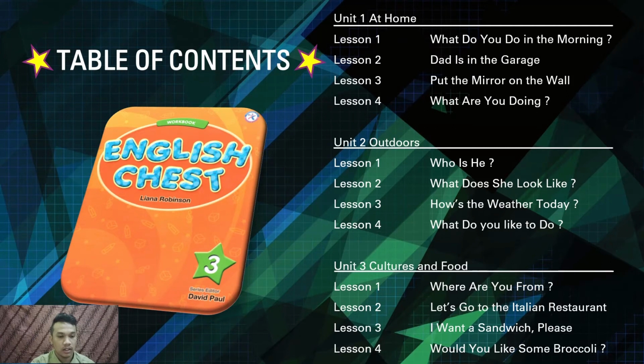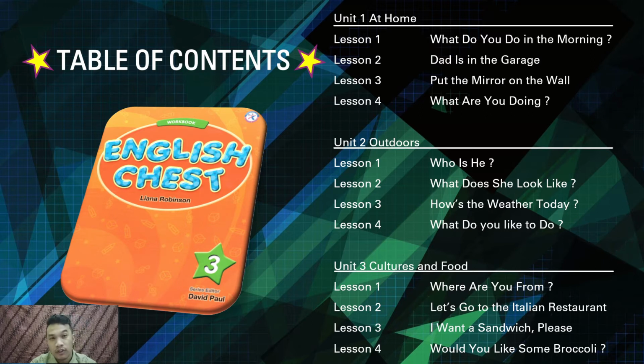So next to slide 3. This is the last unit. The table of contents of this book has 3 chapters, divided into 4 lessons in every chapter. The first chapter is unit 1, at home. Lesson 1, what do you do in the morning? In lesson 1, this is to bring students to understand prepositional phrases of the different times of day: in the morning, afternoon, evening, at night, and students will talk about routine.